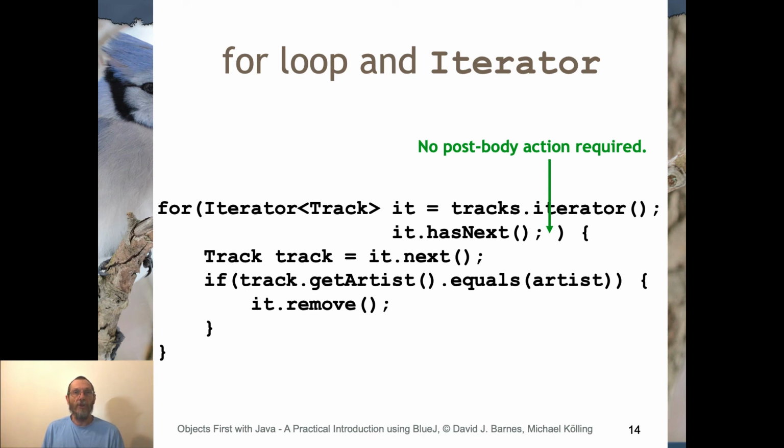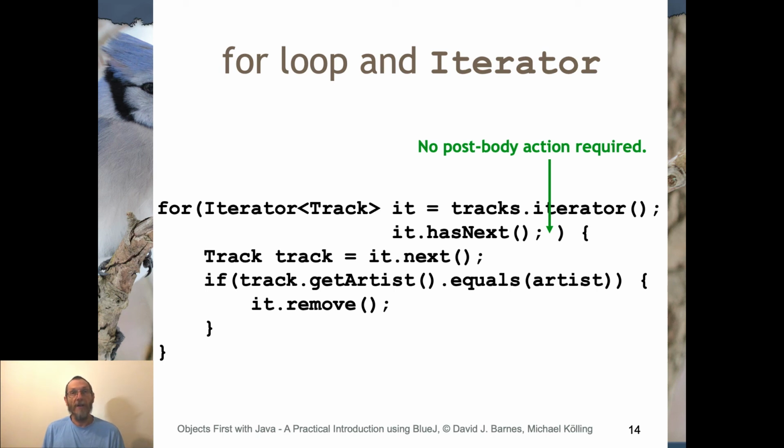And then the loop condition is, as long as that iterator returns true from its hasNext method, we want to go inside the body of the loop, call the next method from the iterator to get the track, perform whatever task it is that we wish to perform, and then notice that in this case there's nothing else to be done. So we are able to leave the post body element as empty because the iterator is performing all of the management of working its way through the collection.